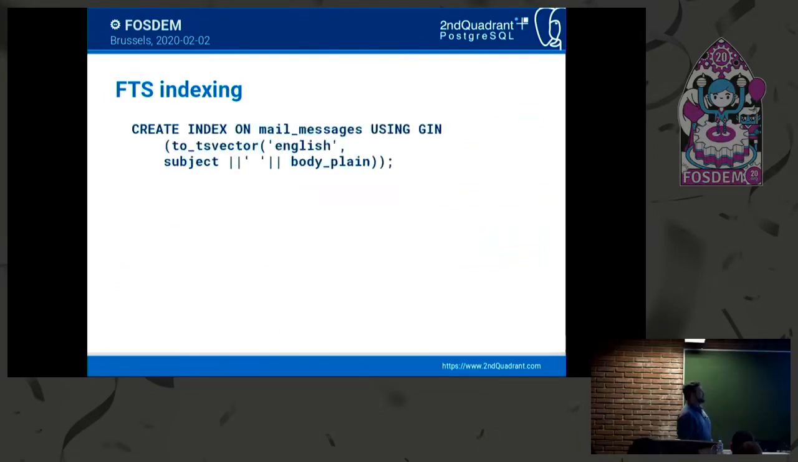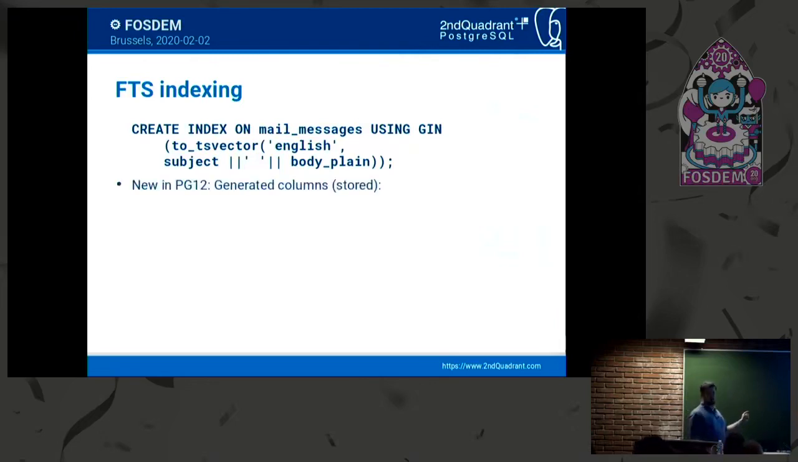Indexed, all we have to do is create an index on mail messages using GIN. That's the syntax for specifying the GIN index type. And then we convert our subject concatenated with our body. You can do that. I haven't done it in the examples that I'm actually running, but that is a possibility. You could want to index the subject as well as the body, because people will often use words in the subject that they don't repeat in the body of the text. You can index both of them as a TS vector using the English language rules.